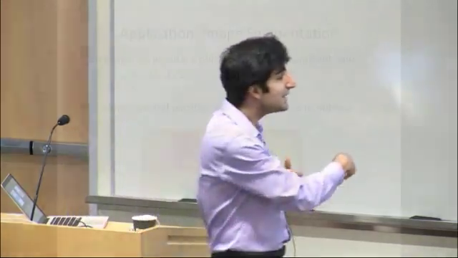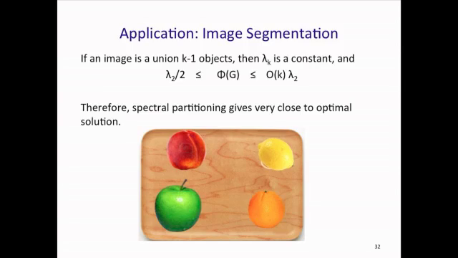So this is actually what happens sometimes in practice. Say you want to do image segmentation. Typically in image segmentation, you have k or k minus 1 objects. Now you construct a graph based on these objects. You put a vertex for each pixel and connect them. Now it turns out that the kth eigenvalue of the graph you construct would typically be very large, very close to 1.